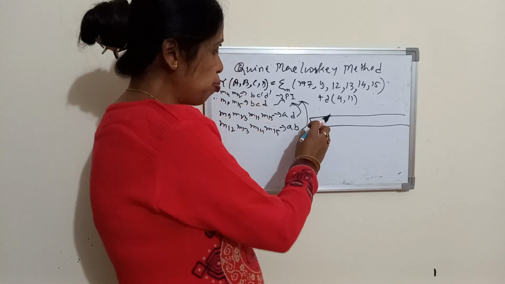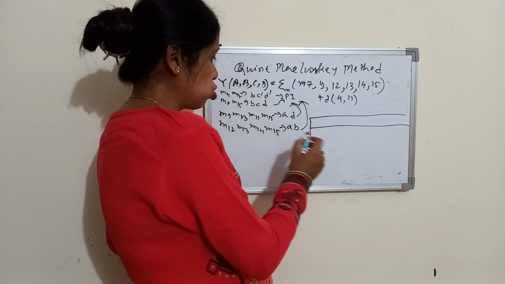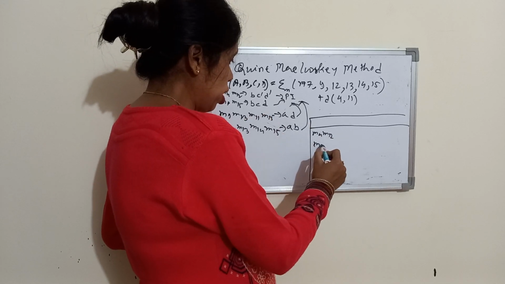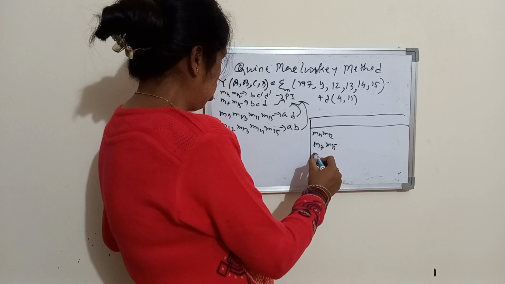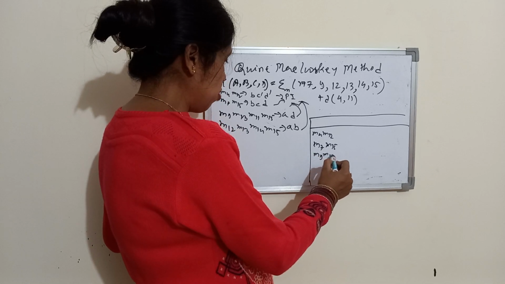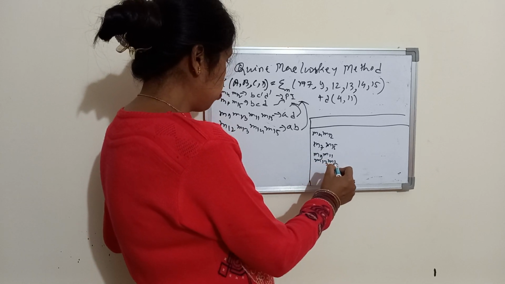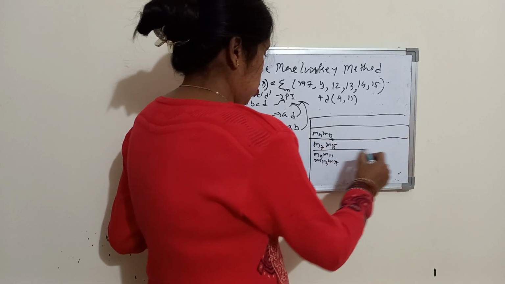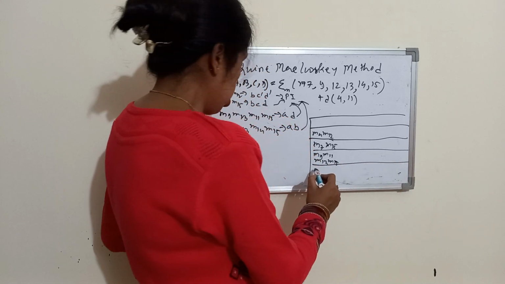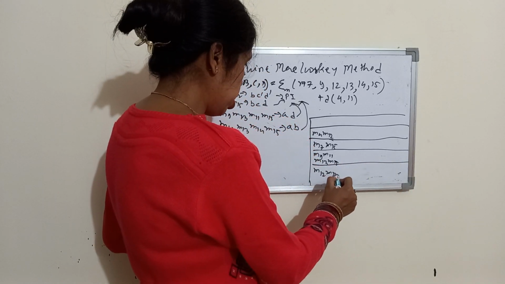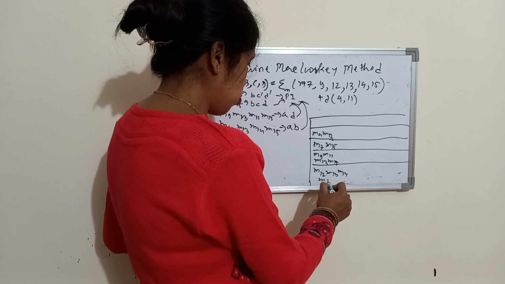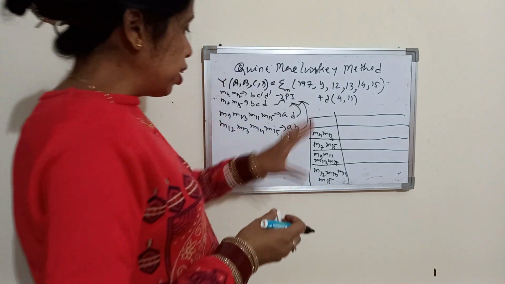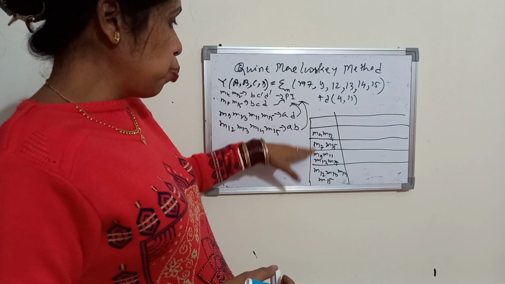In this table, vertically I am writing all the min terms. So M4, M12, M7, M15, M9, M11, M13, M15. This I am writing here. This is also M12, M13, M14, M15. So vertically I have written all the PIs. All the PIs I have written.